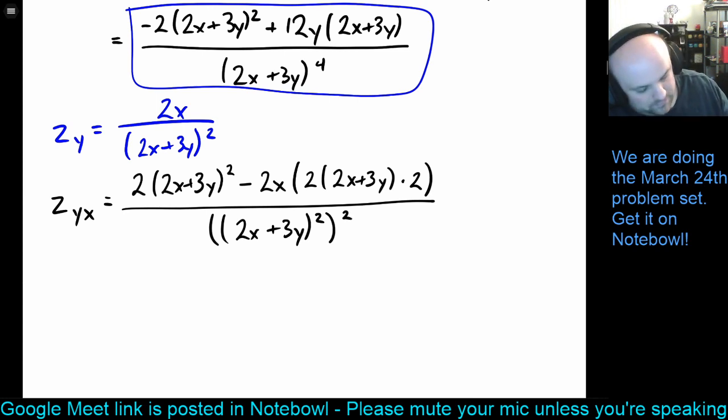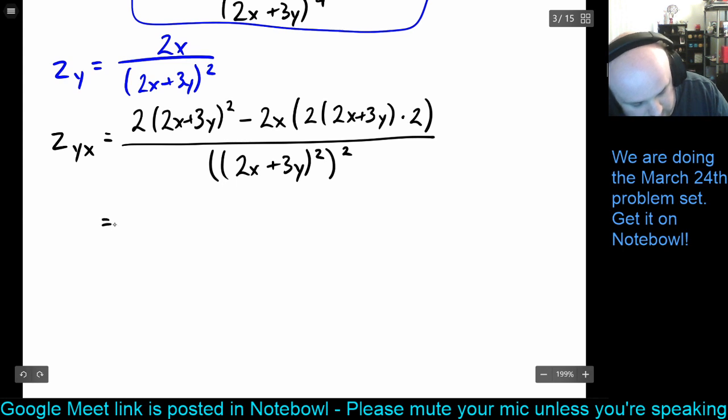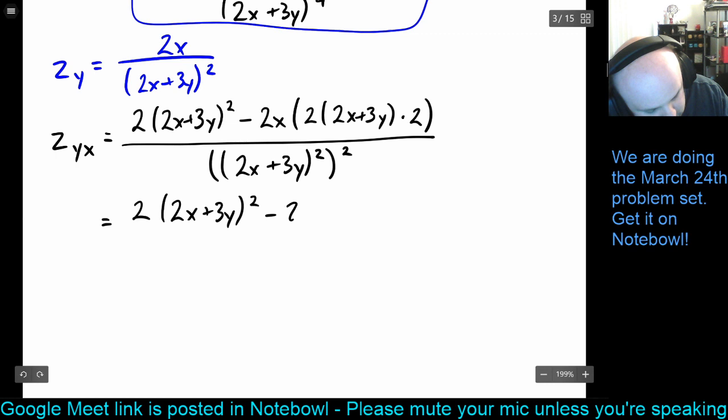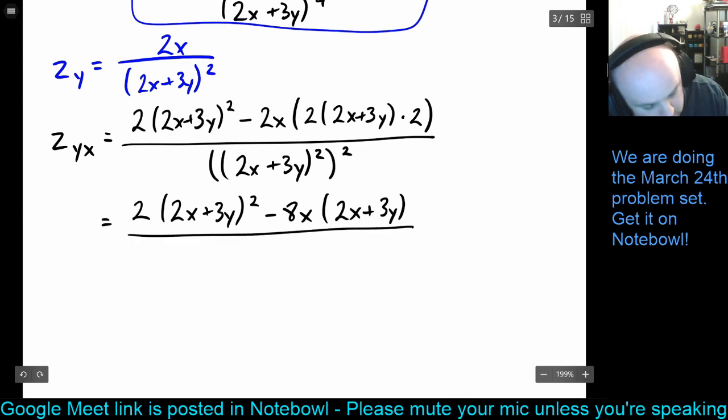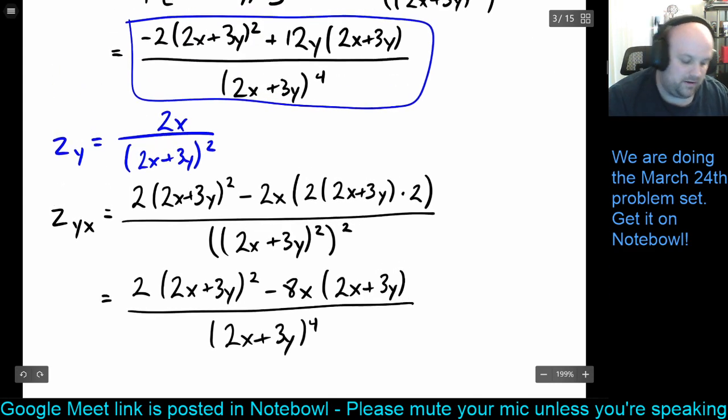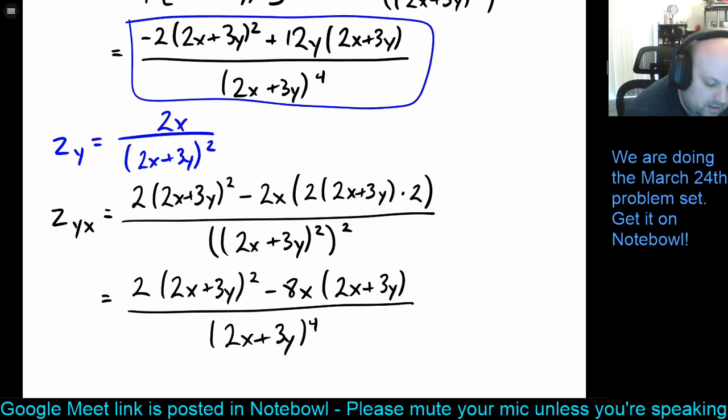Right? So we write this out. We have 2 times (2x plus 3y) squared minus 2 times 4x times (2x plus 3y) over (2x plus 3y) to the fourth. So there we go.